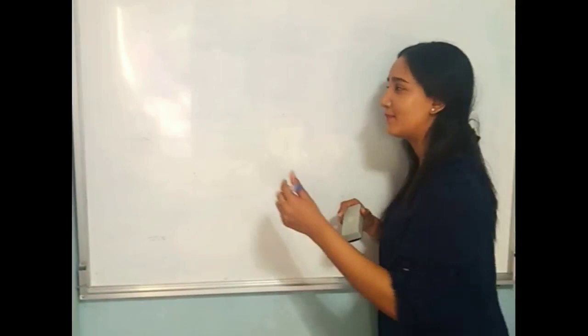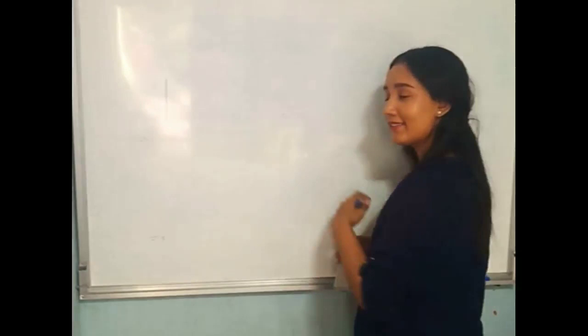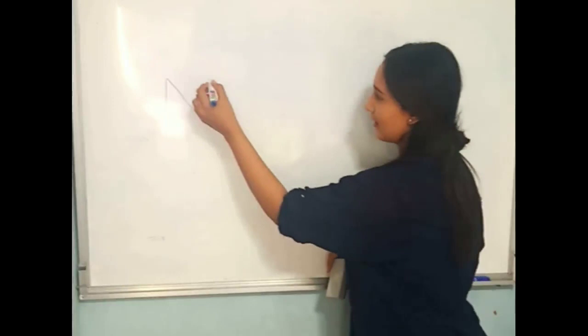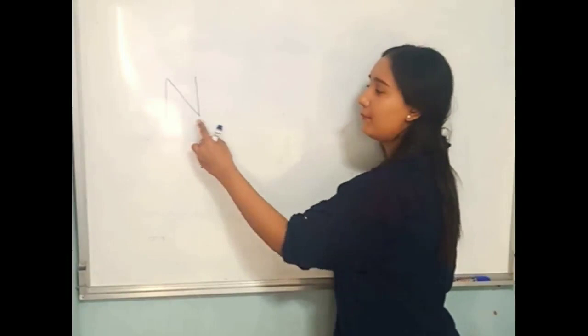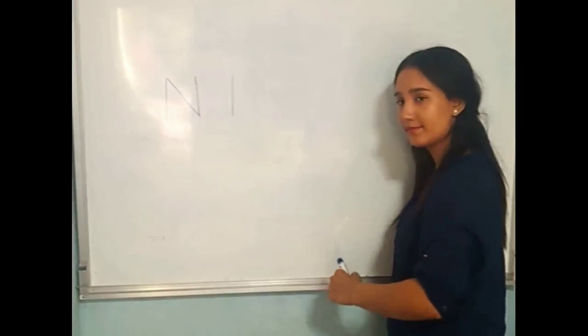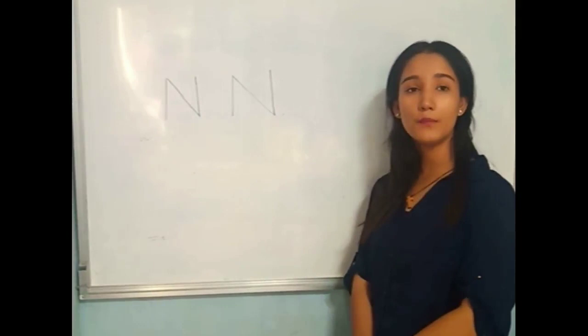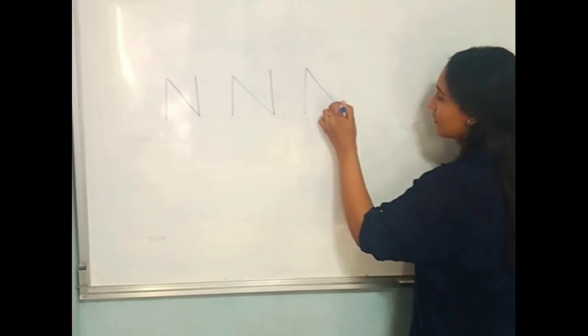Okay, one standing line, and one cross line, and we will write one standing line again. So it becomes N. One standing line, one cross line, one standing line, it becomes N. Okay.